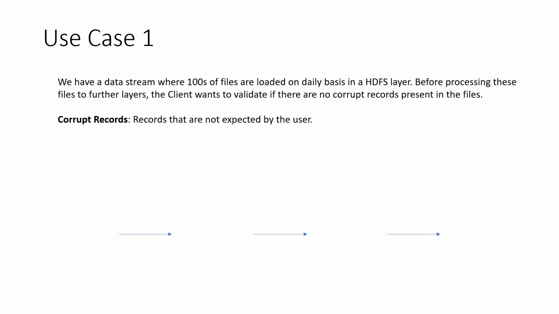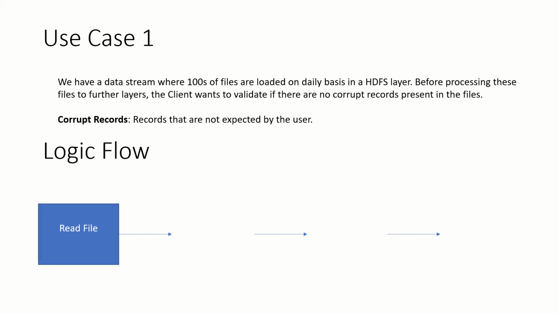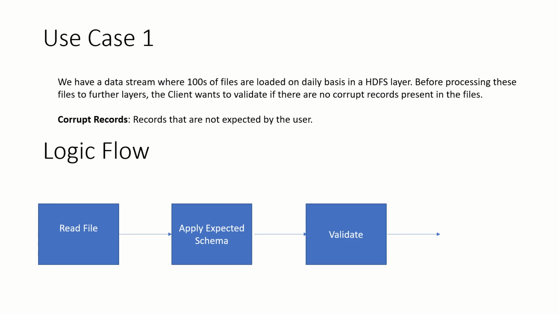So what will be the flow, the logical flow? You first need to read the file, then apply the expected schema. So let's say we have a file with 4 columns and all should be integer. I'm expecting 1 million rows every day, and I'm expecting all the values to be integer. That is the expectation. Then I apply that schema to that file, load that file, and validate it.